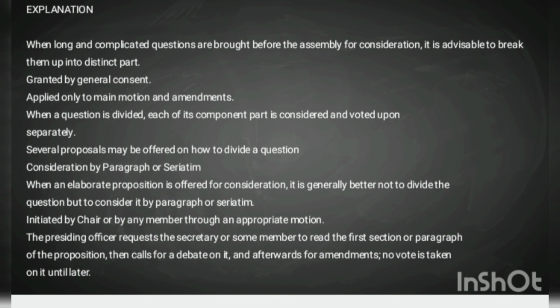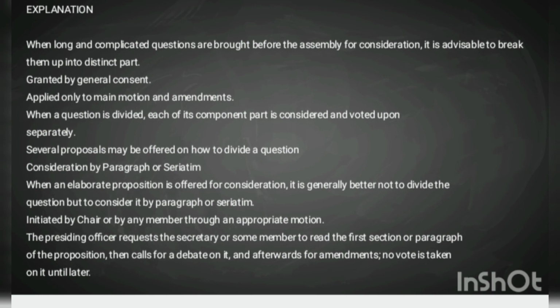So, when questions are considered by paragraph or seriatim, the presiding officer usually requests that the secretary or another member read the first portion or paragraph of the proposition, then calls for a debate on it, and then for amendments. No vote is taken until afterwards. If no more amendments are proposed, the following sections or paragraphs are read, debated, and voted on.